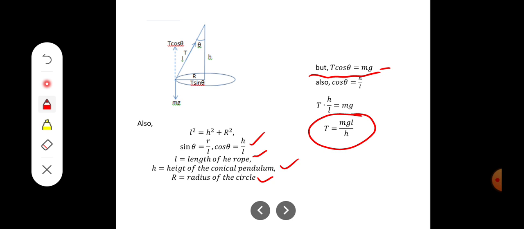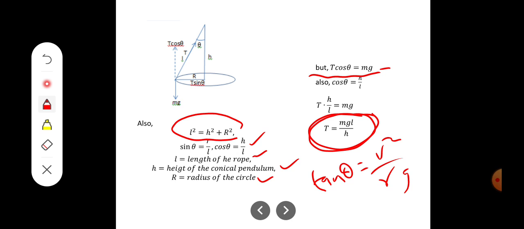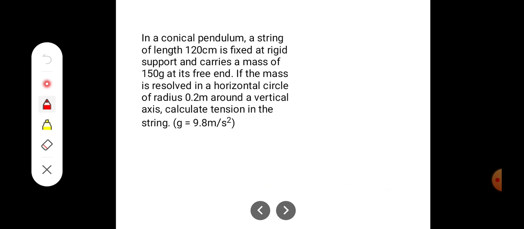So these are the things that we need to remember. The first is that tan theta is equal to v squared all over rg. Then we should also remember that the tension T is equal to mgL over h. Not forgetting this, that L squared equals h squared plus r squared, because we are going to use it as we continue. So let's move on. Now look at the question here.